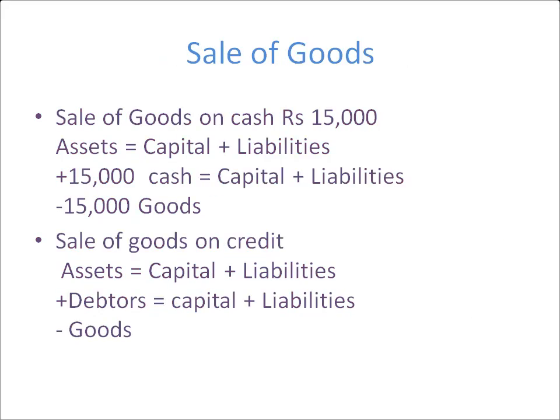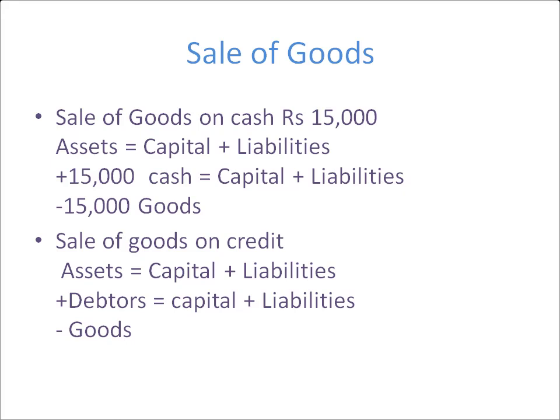Now it's time for the sale of goods transaction. Sale of goods for cash rupees 15,000. How will this affect the accounting equation? When the goods are sold for cash, cash will be increased by rupees 15,000 and the goods are decreased by the same amount, that is 15,000. So cash is added on the asset side, and goods are decreased by 15,000 rupees.